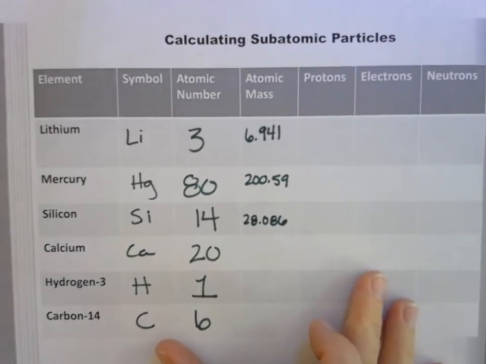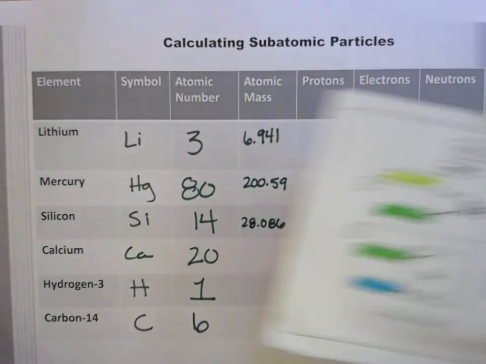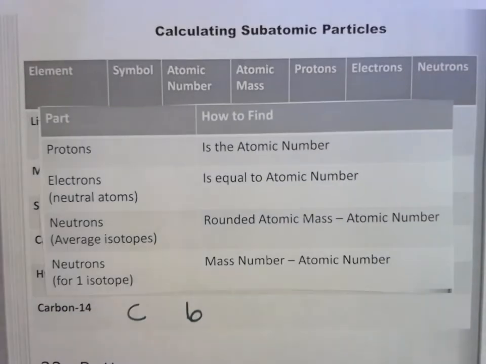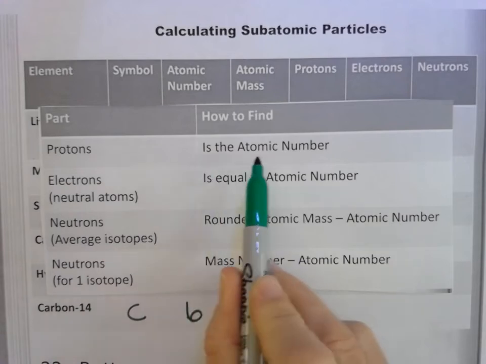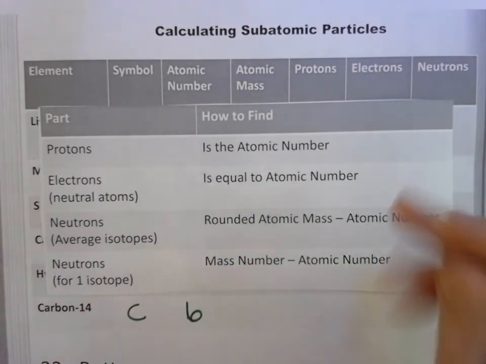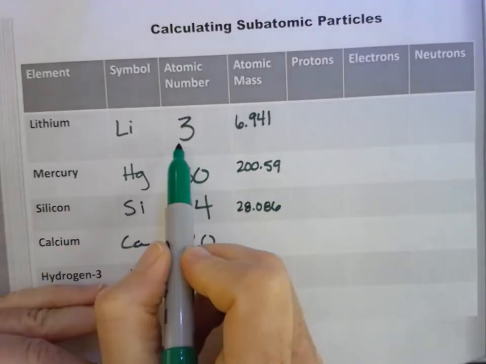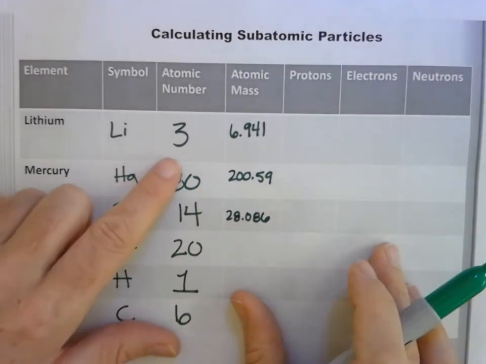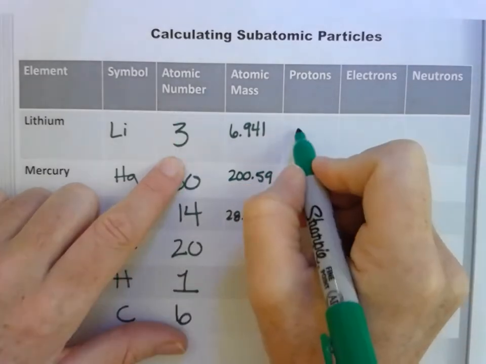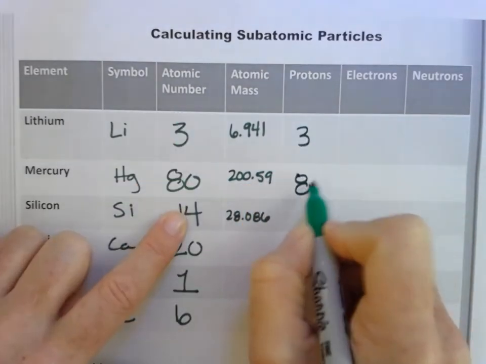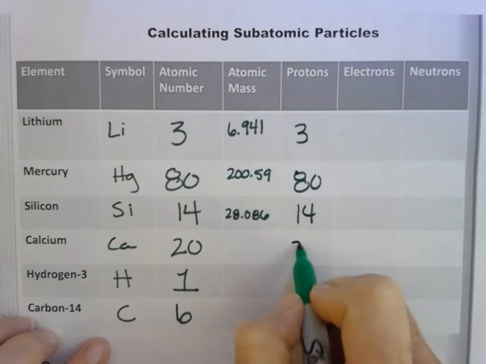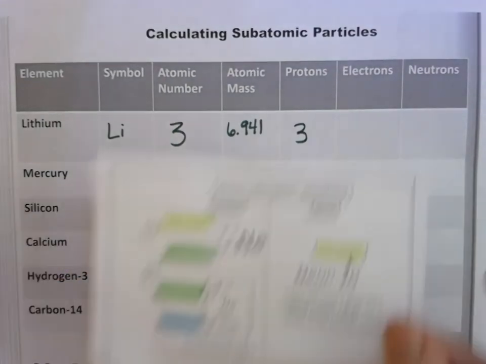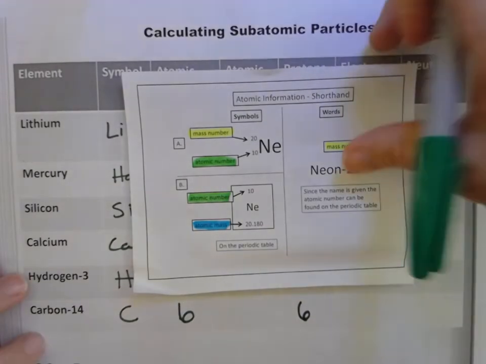All right, the protons and the electrons. We're going to first look at this. Protons is the atomic number. It is the atomic number. Well, that's easy. I already have the atomic number for all of these. So I'm just going to take this because protons is the atomic number. 3, 80, 14, 20, 1, and 6. Easy.